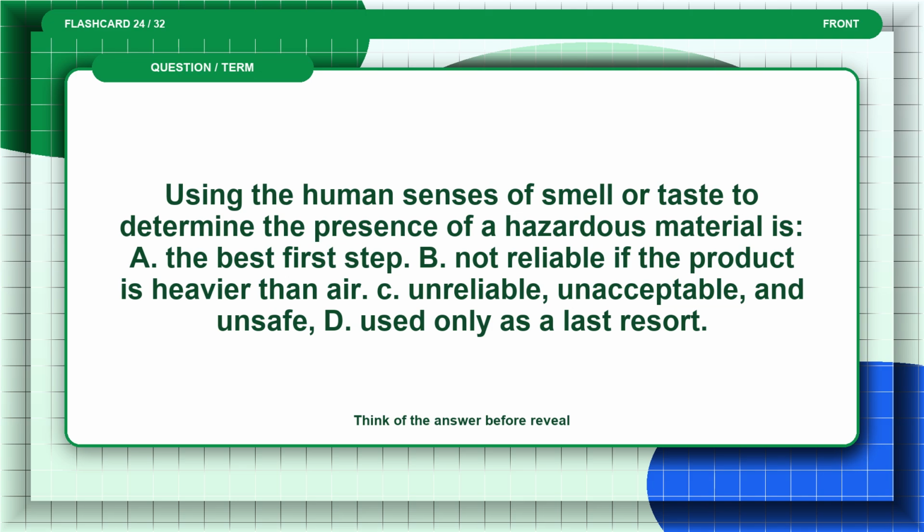Flashcard 24. Using the human senses of smell or taste to determine the presence of a hazardous material is A. The best first step, B. Not reliable if the product is heavier than air, C. Unreliable, unacceptable, and unsafe, D. Used only as a last resort. Think of the answer before the reveal.